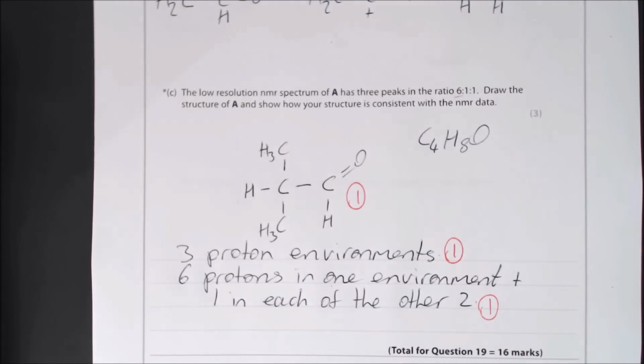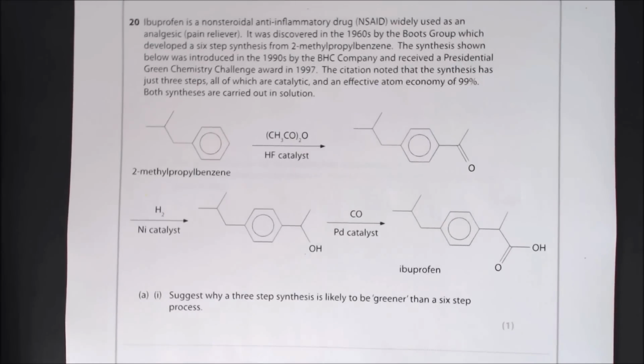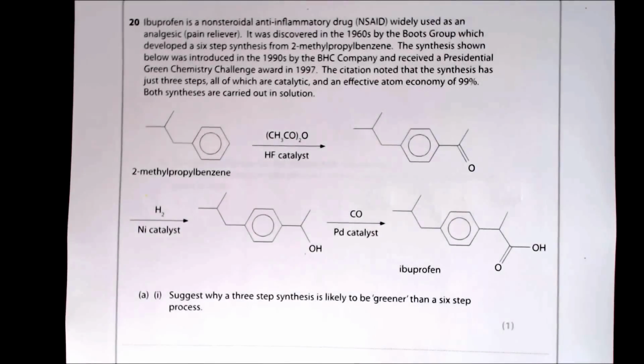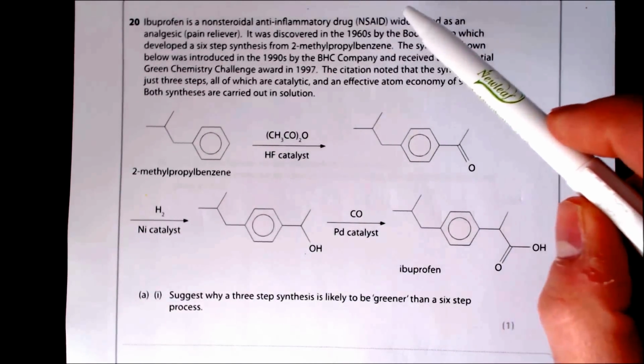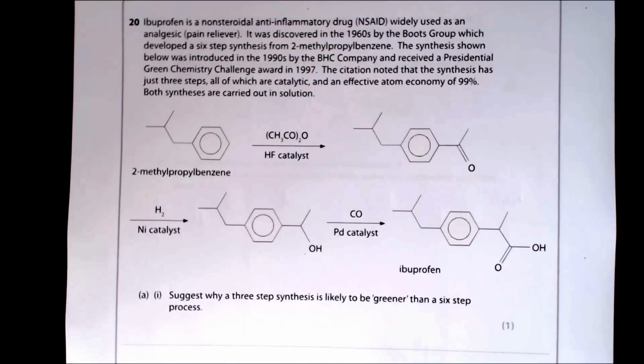On to question 20. Okay, so this is question 20. Question 20 starts with ibuprofen, which is that wonder drug that takes away them headaches. It says ibuprofen is a non-steroidal anti-inflammatory drug, or an NSAID, widely used as an analgesic, which is a pain reliever. It was discovered in the 1960s by the Boots Group, which developed a 6-step synthesis from 2-methylpropylbenzene, and the synthesis shown below was introduced in the 1960s by the BHC company and received a Presidential Green Chemistry Challenge Award in 1997.